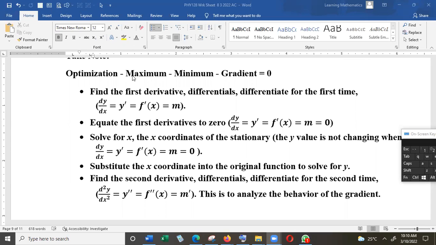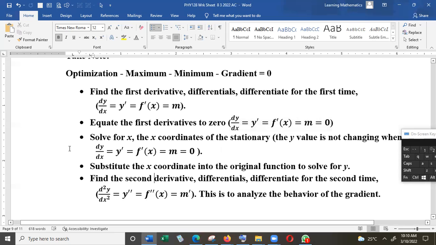Because at the maximum or minimum, and also point of inflection, which of course is not really a max or min, it's just like a saddle point. But at the max and min, the gradient is 0. So that is why we differentiate for the first time. Because we know at the max and min, the gradient is 0, so we can equate the first differentials to 0.